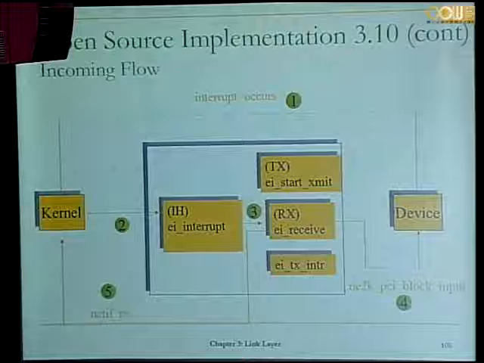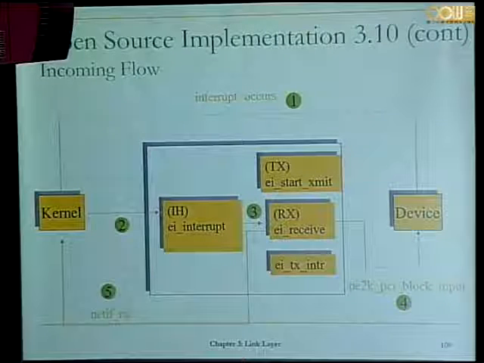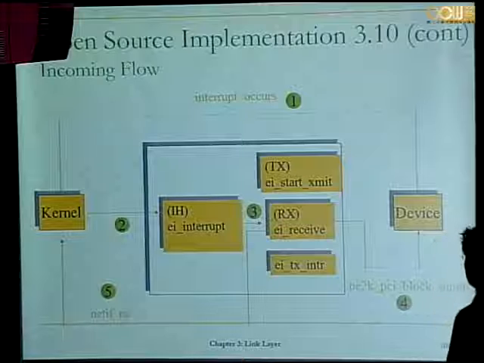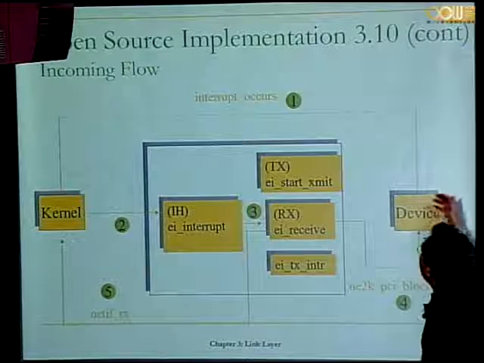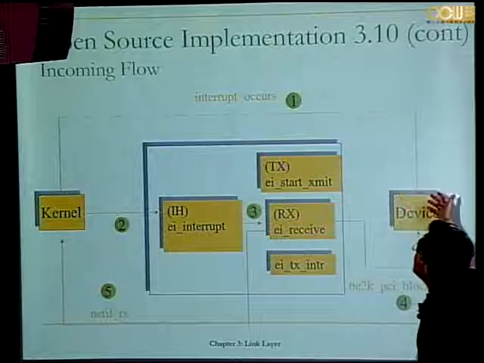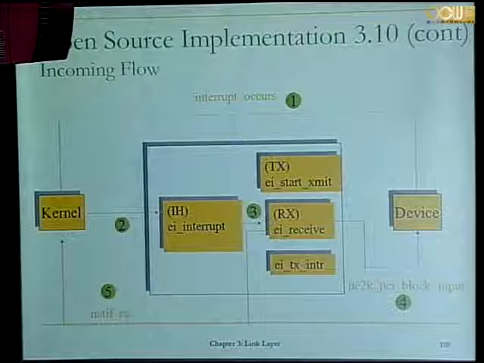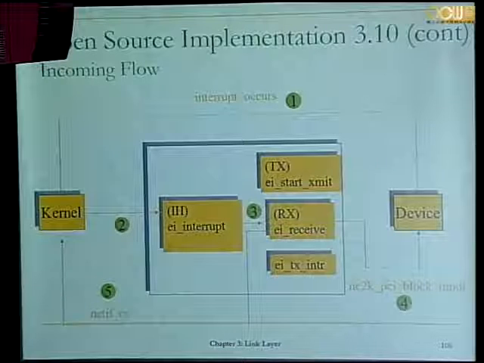For receiving, the receiving process, the device has some frame coming in. So first of all, it would generate an interrupt. These two figures, the first step starts at different spots.